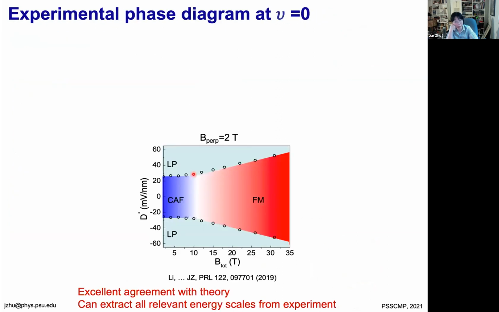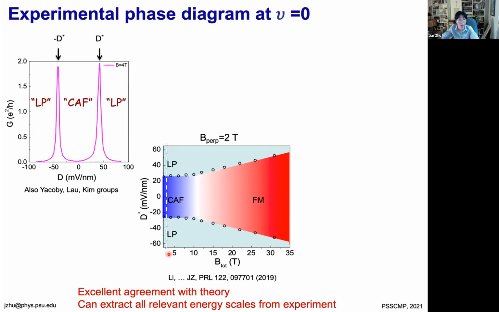So experimentally, this is what we measured in bilayer graphene. And a lot of different groups have seen this in their data as well. I have two axes. The displacement field is on the y-axis, and the total magnetic field is on the x-axis. Now, if I take a line cut, fixing B total but running D, I go across these phases. In the middle, where D is small, we have the canted antiferromagnetic phase.